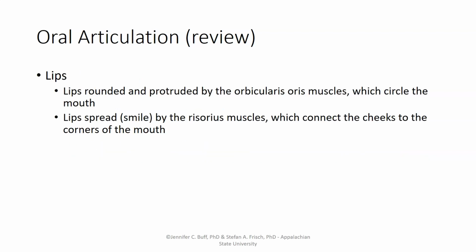The lips are rounded and protruded by the orbicularis oris muscles, a set of muscles that circle the mouth. The lips are spread by the risorius muscles, which connect the cheeks to the corners of the mouth.